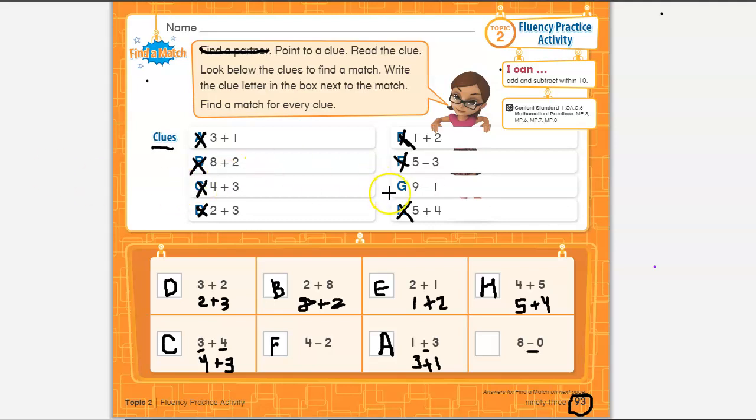8. So if 9 minus 1 is 8, and 8 minus 0 is 8, then we have a match. I am going to write the letter choice G, and then we are all done with that fluency practice. Let's move on to our next activity.